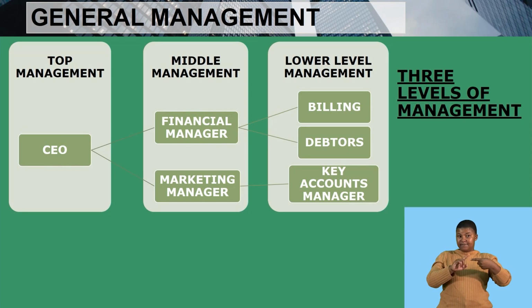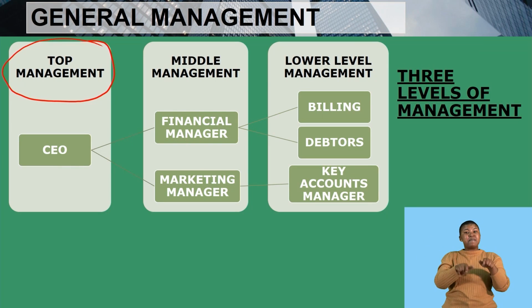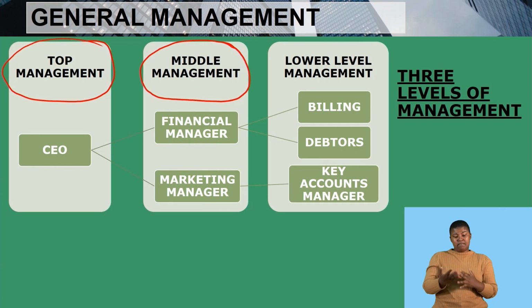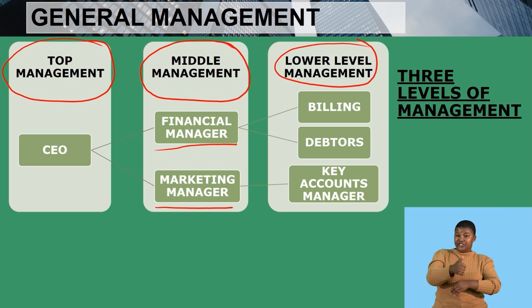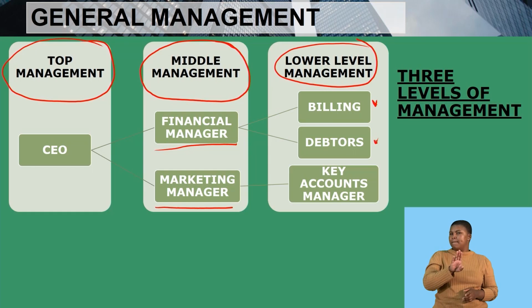The first level of management is our top management. It is the people that will make the big decisions and set the vision for the business. Usually it's someone like your CEO or the directors of a company. The second level of management is our middle management. Usually our middle management will manage a certain department in the business. Here you have two examples, for example, the financial manager or the marketing manager in a business. Our last level of management is our lower level management, and they are usually supervising a certain section of the business, for example, the billing section or the debtors or the key accounts management. So these are our three levels of management: top, middle, and lower level management.